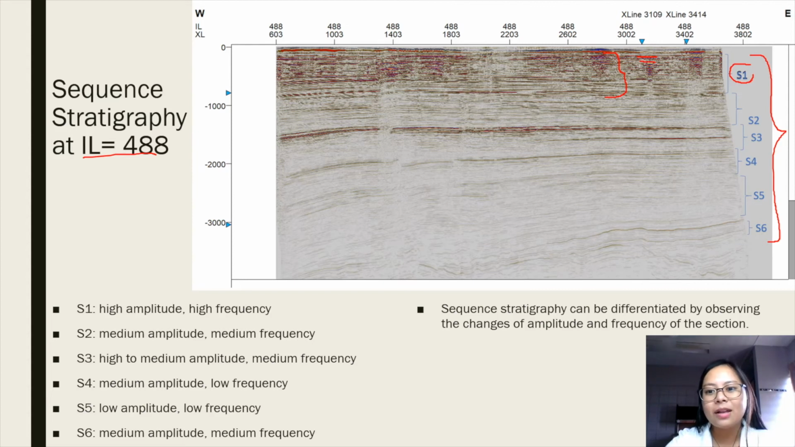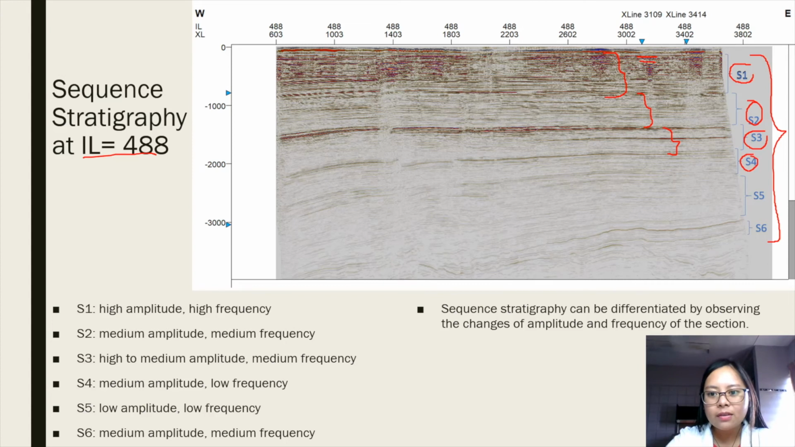We can see it with our eyes clearly, while the second sequence stratigraphy has a medium amplitude with medium frequency. We can see the lines here are fatter than the first sequence stratigraphy, and the distance between the lines or the layers are a bit far from each other, while the third sequence stratigraphy has high to medium amplitude with medium frequency.